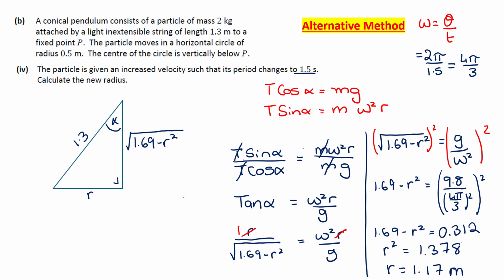So this one is a little bit more efficient with your time. You've less to find. You don't have to find your T, and you don't have to work out angle or anything like that. So there's two different methods to approach that part. But like I said, in the final marking scheme, that was worth 5 marks.